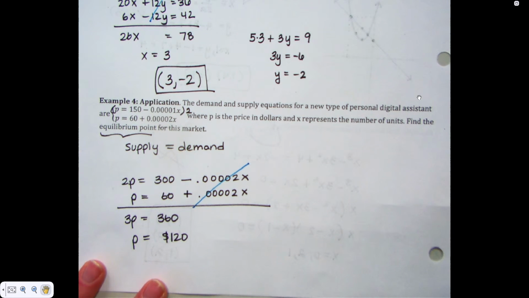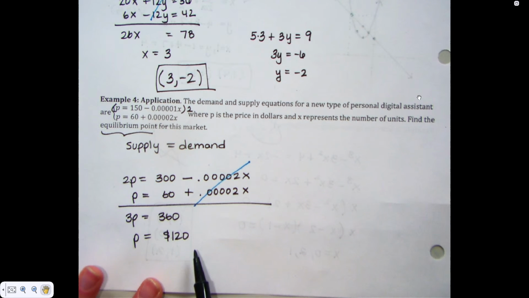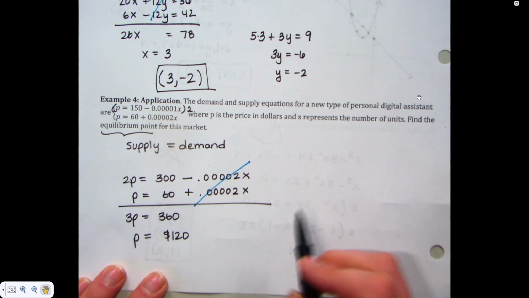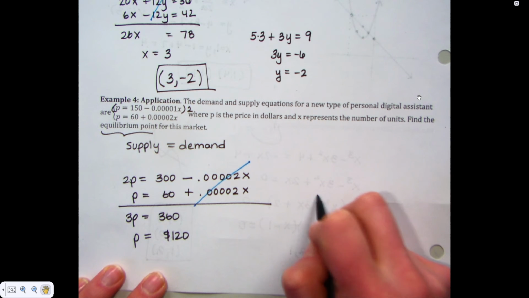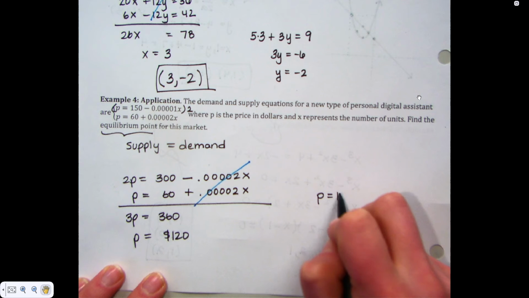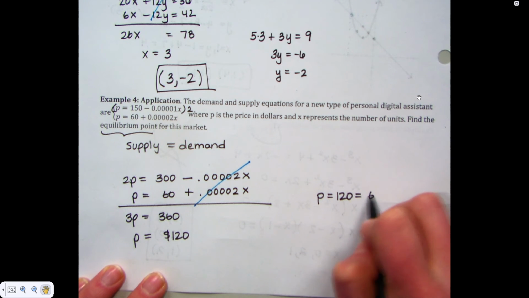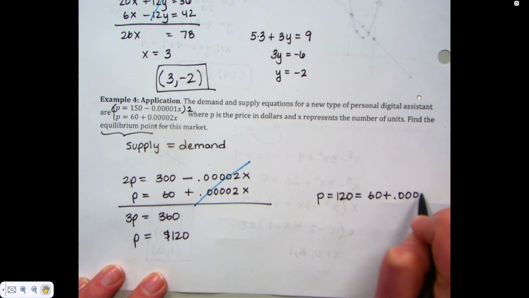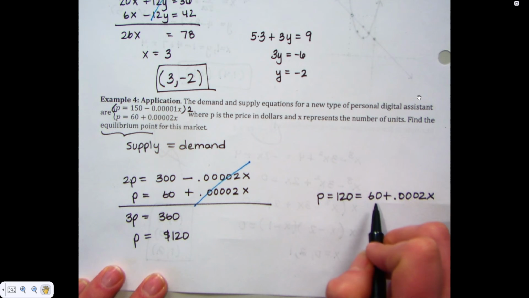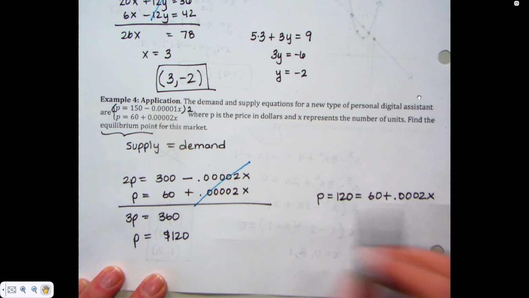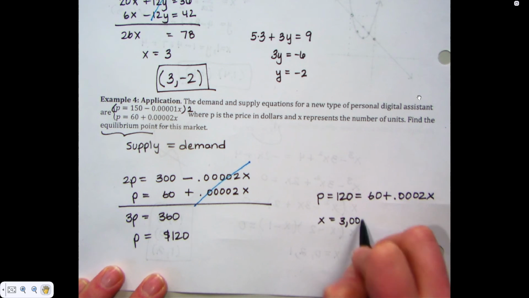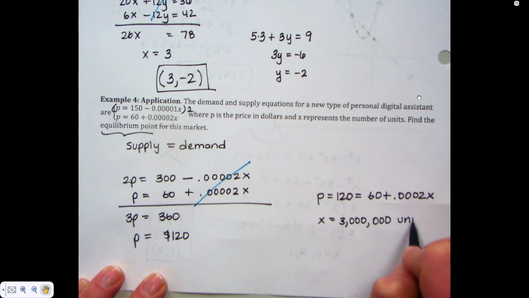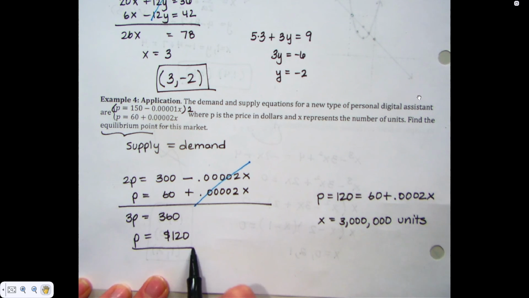Now I got to go back and reread the question, of course. Find the equilibrium point for this market. The equilibrium point would be both the price and the number of units sold. So we're going to go back and just determine that if P is equal to 120, then that should also be equal to 60 plus 0.0002 times x. And I could quickly subtract 60, divide out the decimal. You'd obviously need a little calculator here. And you would have 3 million units. So our price point would be $120, selling 3 million units.